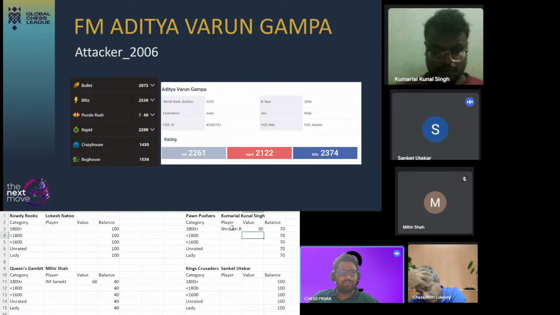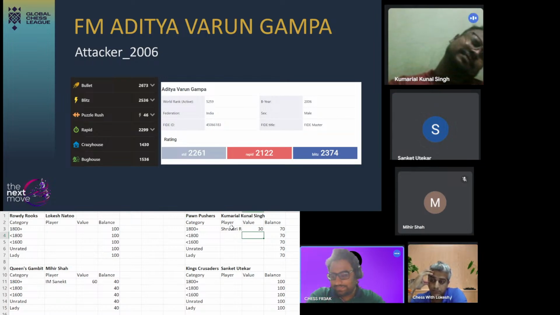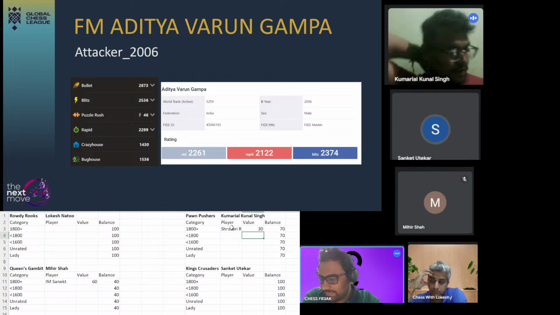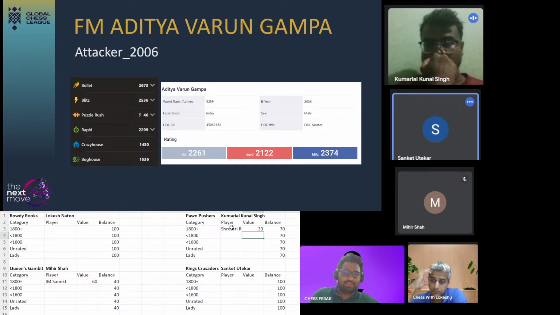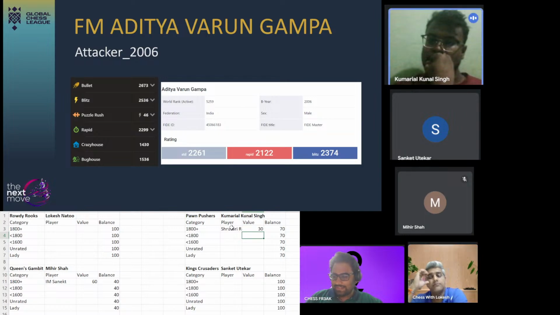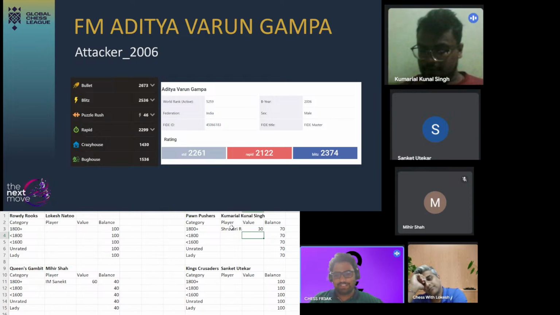Rowdy Rooks, Aditya Varun Gampa, FIDE Master. Sanket, it's only between the two of you. 20 points, Sanket, for FIDE Master Aditya Varun Gampa. 21, says Lokesh. 25, FIDE Master. Guys, he's a FIDE Master. 26. 30. 31 points, FIDE Master Aditya Varun Gampa, the top seed for this tournament.